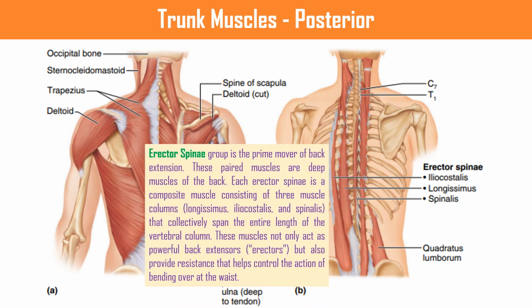Next is erector spinae. The erector spinae group is the prime mover of back extension. These paired muscles are deep muscles of the back. Each erector spinae is a composite muscle consisting of three muscle columns, longissimus, iliocostalis, and spinalis, that collectively span the entire length of the vertebral column. These muscles not only act as powerful back extensors or erectors, but also provide resistance that helps control the action of bending over at the waist.